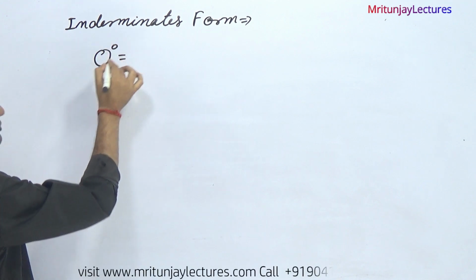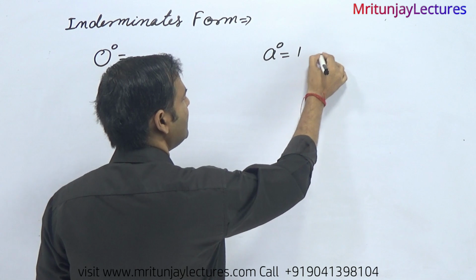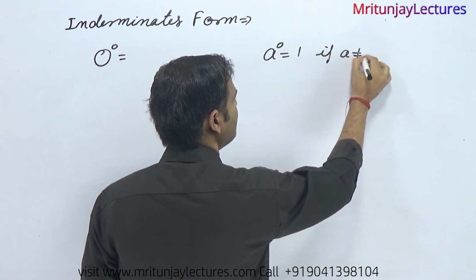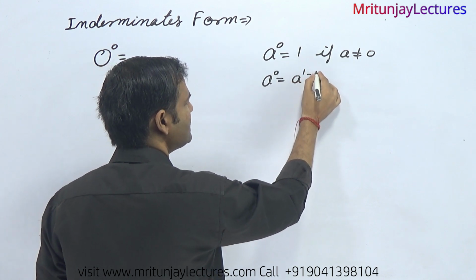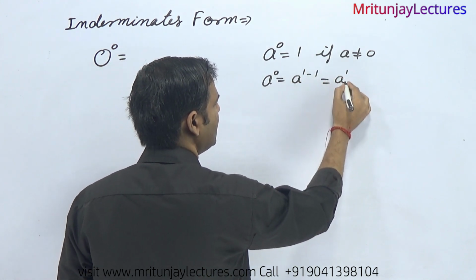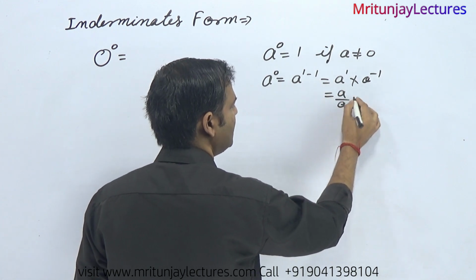What about 0 to power 0? I know that a to power 0 is 1 if a is not equal to 0. Why is a to power 0 equal to 1? That is a to power 1 minus 1, so a to power 1 into a to power minus 1, so a divided by a, that is 1.